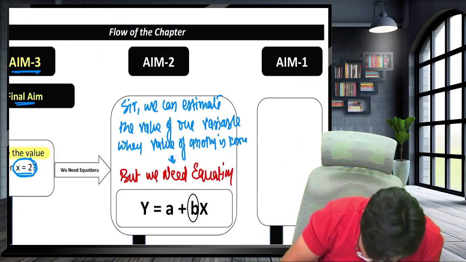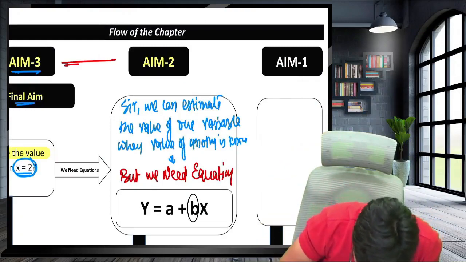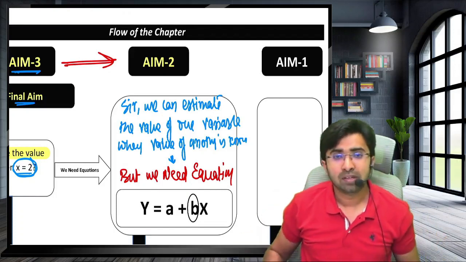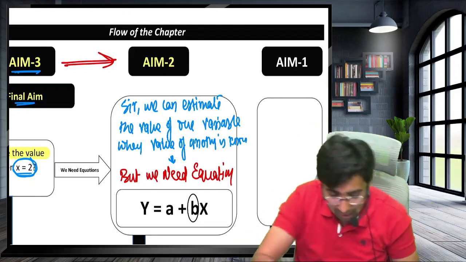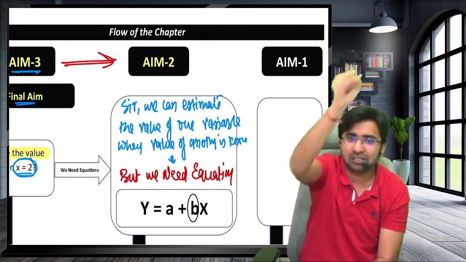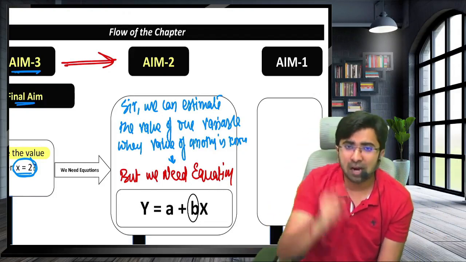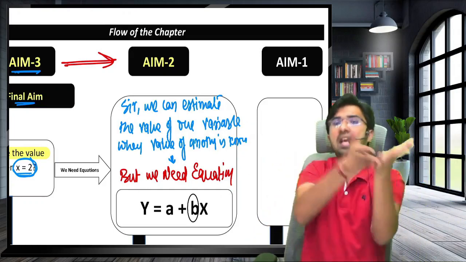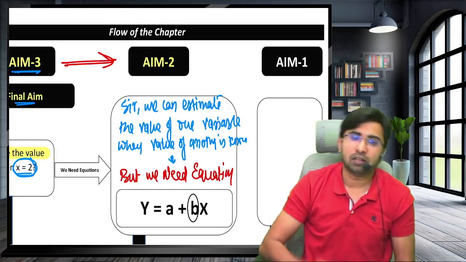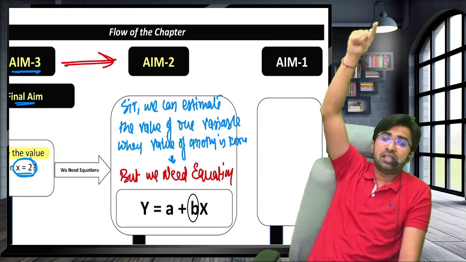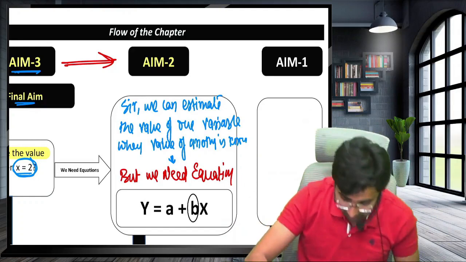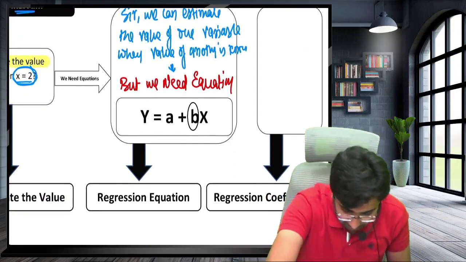Guys, you cannot achieve your aim number 1 unless you have already achieved your aim number 2. I am saying you cannot estimate the value of x when y is 2 unless you have the equation. Without it, where will you put x? Here comes the origin of another aim, that is aim number 2, and my aim number 2 is regression equation.